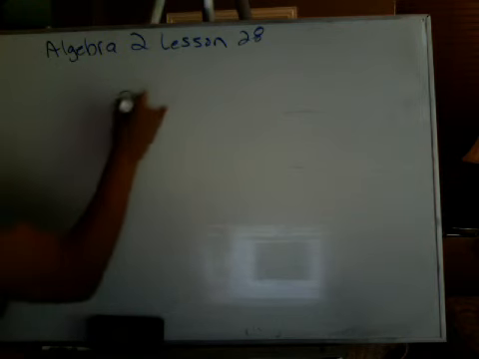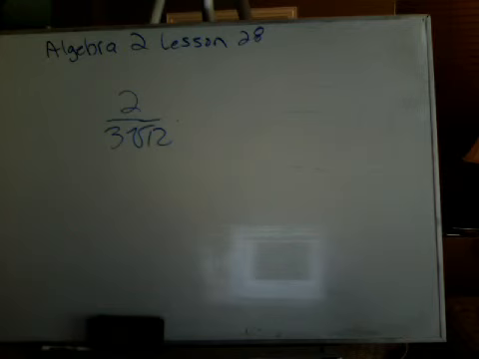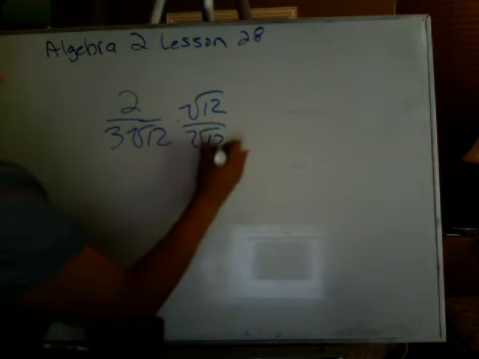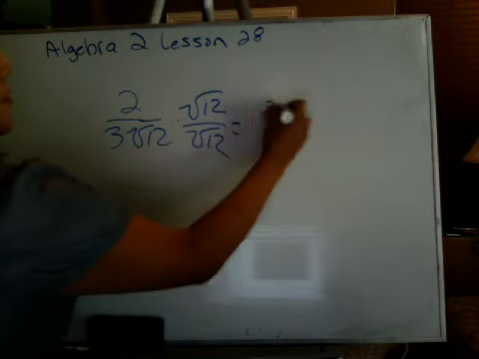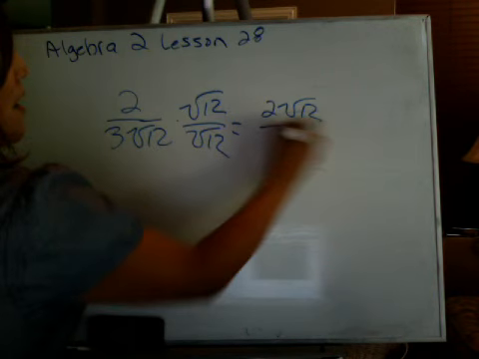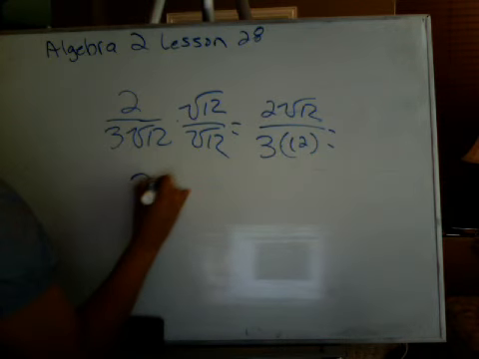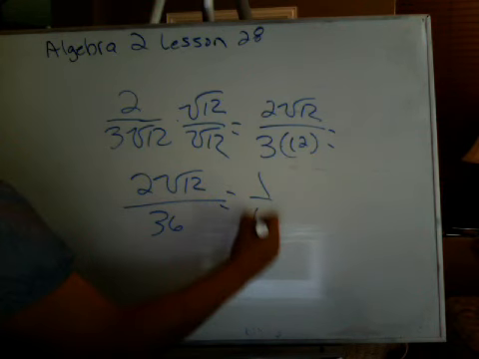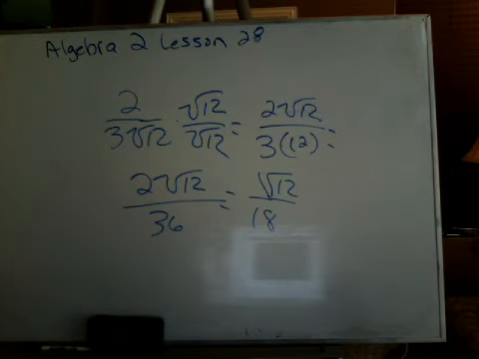You have 2 over 3 square root of 12. Well, you can do one of two ways. Let's do the first one we know. Let's go ahead and do this, right? Because we want to get rid of the radical sign at the bottom. So this becomes 2 square root of 12 over 3 times 12, which is equal to 2 square root of 12 all over 36. Now you can reduce to 1 over 18, or simply square root of 12 over 18.